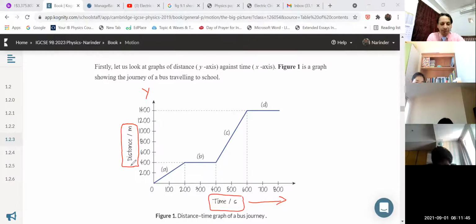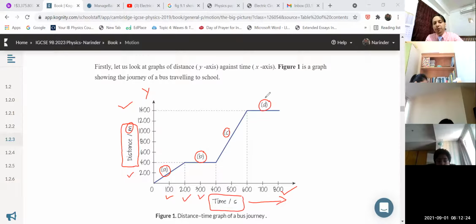Now children, please remember that the distance is here in meters, starting from 200, and finally it is 1400, and the time is taken as 100, 200, 300, and up to 800 seconds. So they have recorded the motion of an object over a time interval, and then the object has covered a distance of 1400. Now children, please observe the graph, how they have plotted it. First we have section A, then we have section B, section C, and finally we have section D.